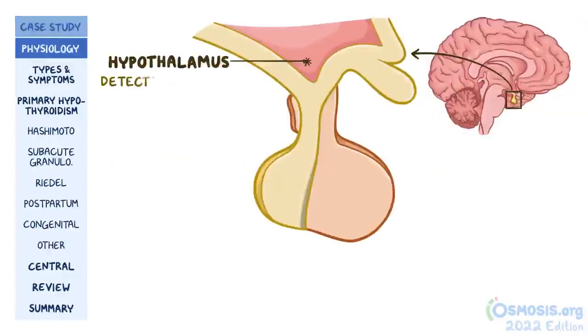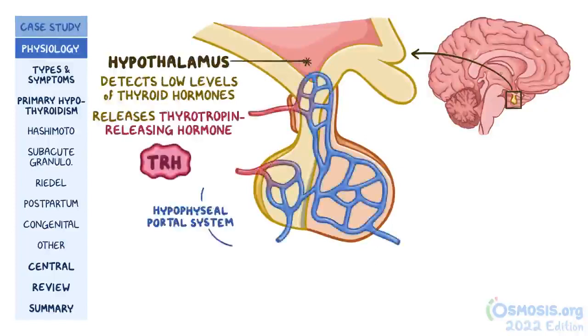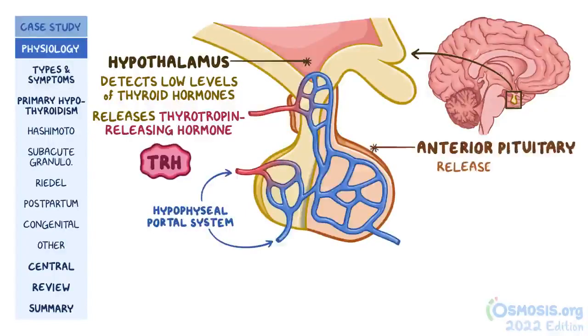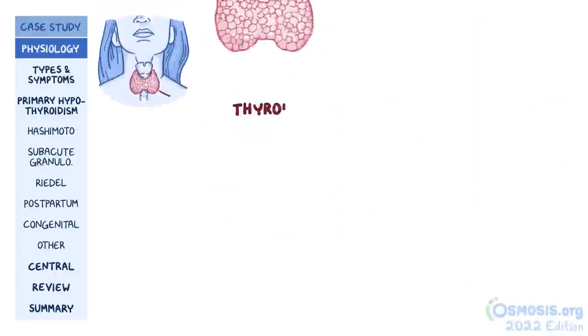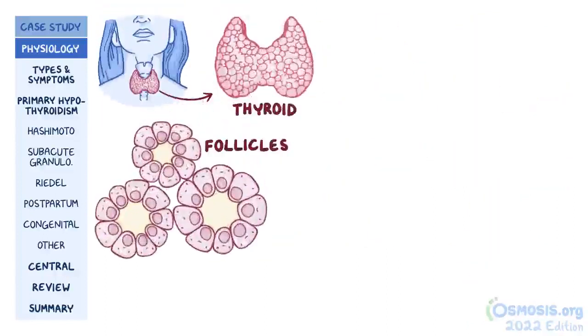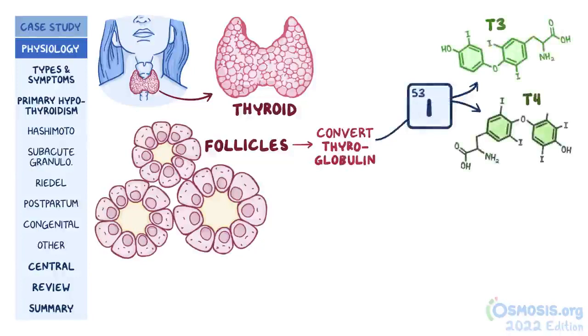Normally, the hypothalamus detects low serum levels of thyroid hormones and releases thyrotropin-releasing hormone, or TRH, into the hypophyseal portal system. The anterior pituitary then releases thyroid-stimulating hormone, also called thyrotropin or simply TSH. TSH stimulates the thyroid gland. The thyroid gland is made up of thousands of follicles, which are small spheres lined with follicular cells. Follicular cells convert thyroglobulin, a protein found in follicles, into 2 iodine-containing hormones, triiodothyronine, or T3, and thyroxine, or T4.